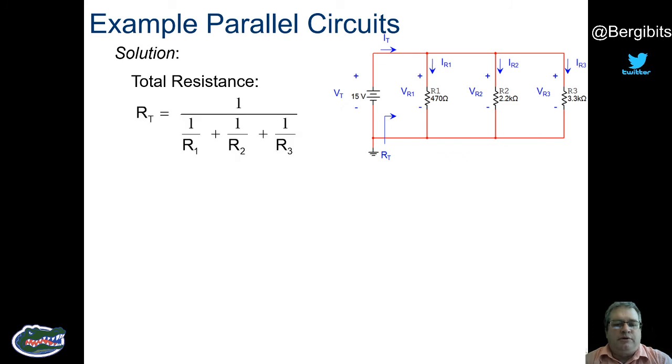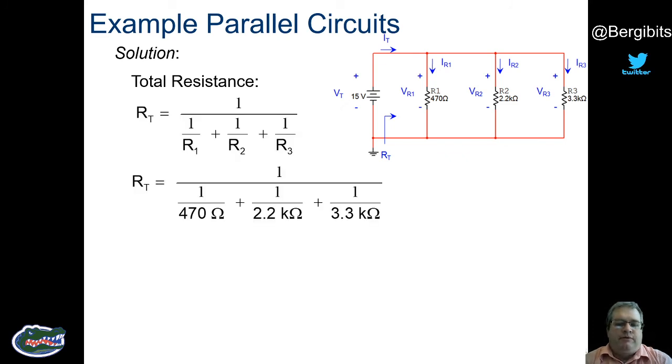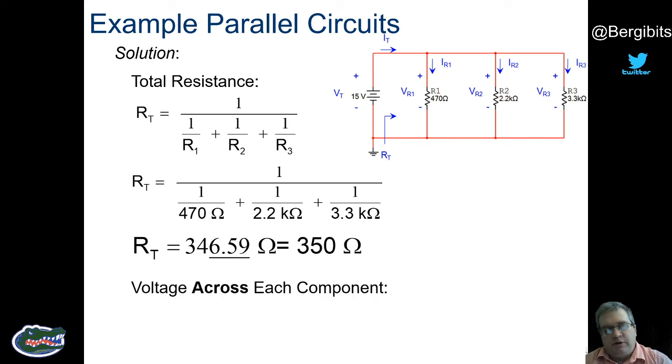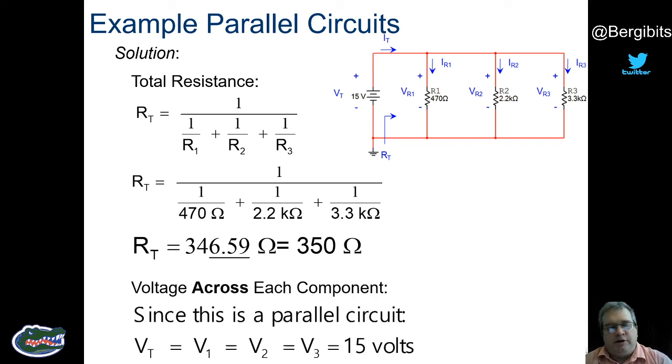Total resistance equals: 470 is your first resistor, 2.2 k ohms is your second, 3.3 k ohms is your third, and when you put that into your calculator, make sure you set up your parentheses correctly for the bottom values, and you should come up with 346.59, which they rounded to 350 ohms. Voltage across each component, voltage 1, 2, and 3, equals 15 volts.